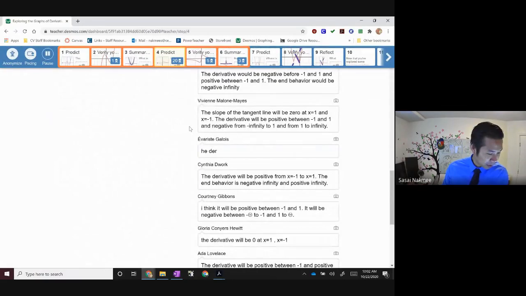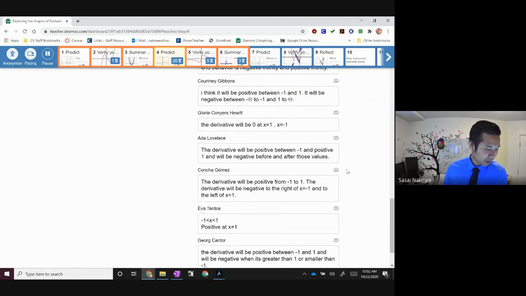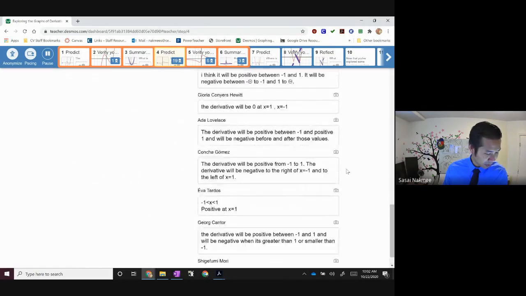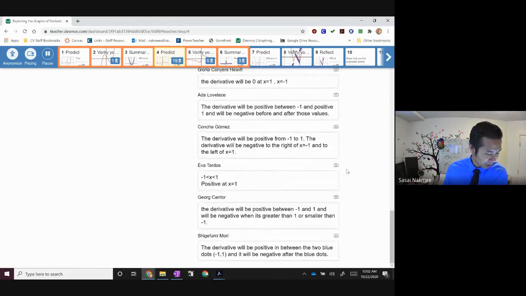What we got here? The slope of the tangent line will be 0 at x equals 1 and x equals -1. The derivative will be positive between -1 and 1 and negative from infinity to 1 and from 1 to infinity. That is also the same. That is beautiful. Good answers, guys. Very good observations that you guys have going on here.